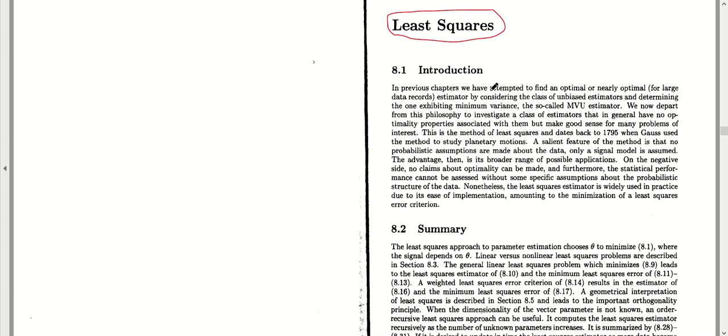In the previous chapter, we attempted to find an optimum or nearly optimum estimator. That is the likelihood approach, right? By considering the unbiased estimator and determining the one that exhibits the minimum variance, that is called the MVU estimator. We now depart from this philosophy to investigate a class of estimators that, in general, you want to pay attention to this, has no optimality property.